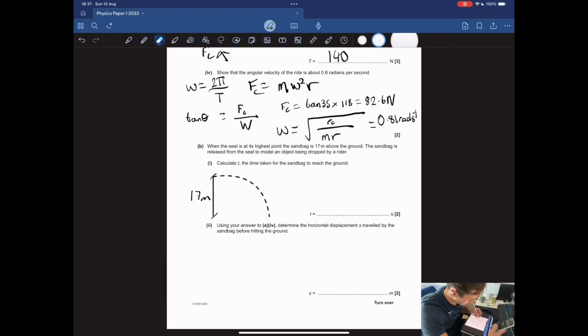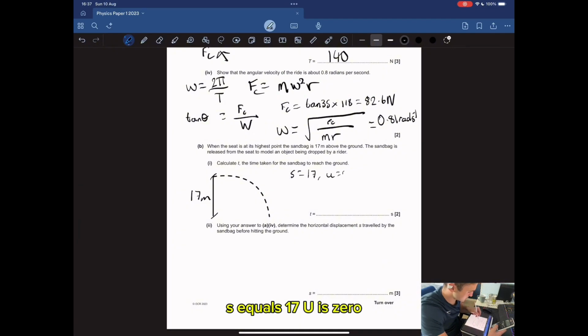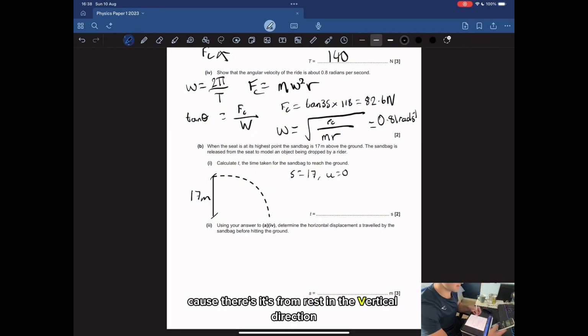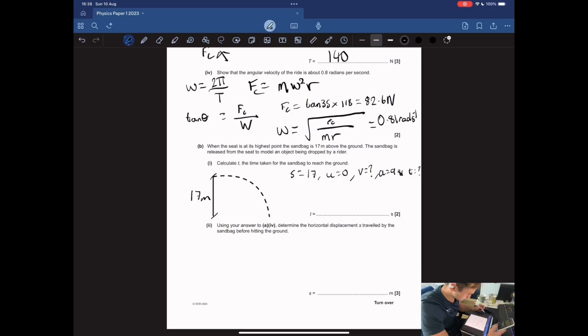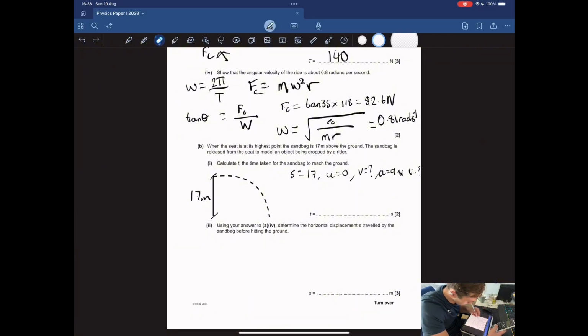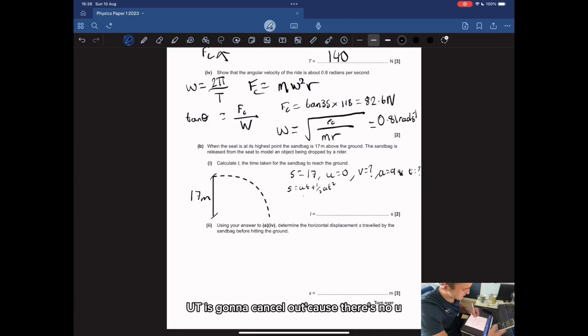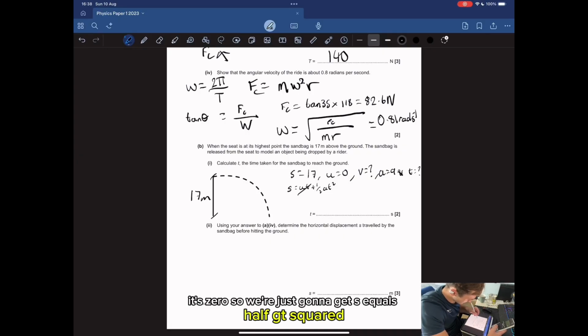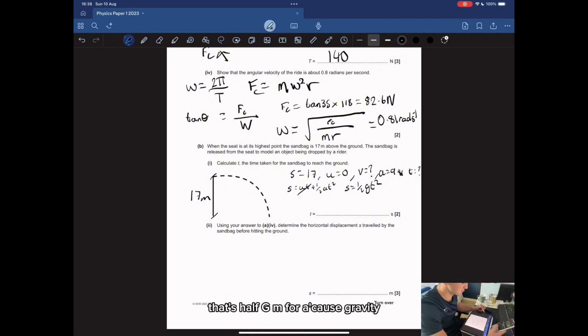So we have S equals 17. U is 0 because it's from rest in the vertical direction. V is going to be a number. A is going to be 9.81. T we're finding. So we're going to use S equals UT plus a half AT squared. UT is going to cancel out because U is 0. So we're just going to get S equals a half GT squared. Let's have the G in for A because gravity.